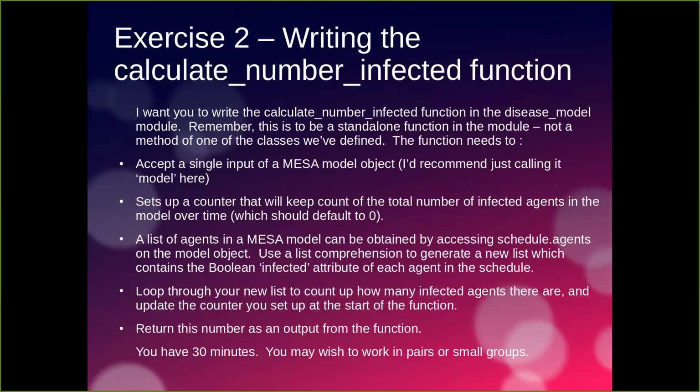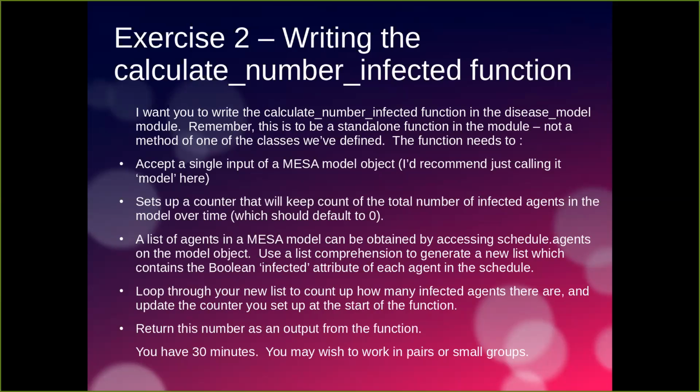Let me just say that again. You can grab a list of every agent in the model via model.schedule.agents. Use that alongside a list comprehension to generate a new list which contains the Boolean infected attribute of each agent in the schedule. Remember, each agent object has an infected attribute that either says true or false. So I want you to grab whether each agent is infected or not, whether their infected value says true or false.